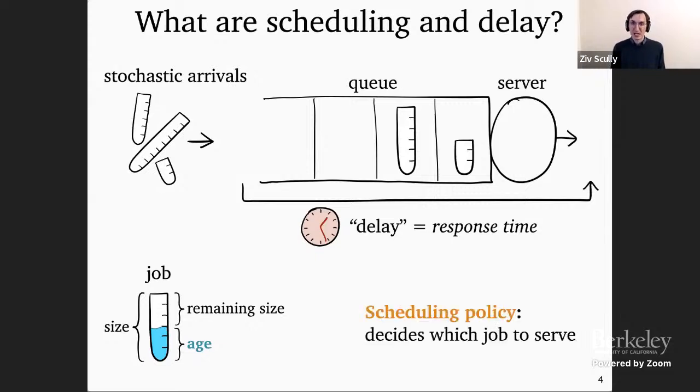This is the domain of the scheduling policy, which decides at every moment in time which jobs to serve. And it does so preemptively. We can interrupt one job if we get bored of it and start serving another one. And we're going to assume no overhead or other funny business when we preempt. Okay, so this is scheduling in the stochastic queuing world, and we're trying to optimize delay.